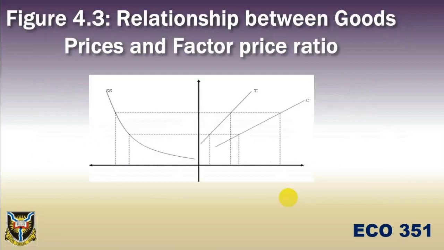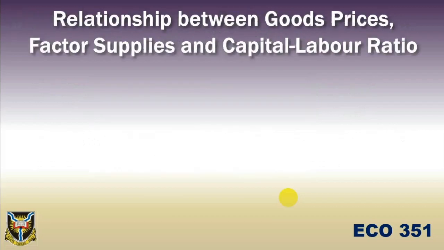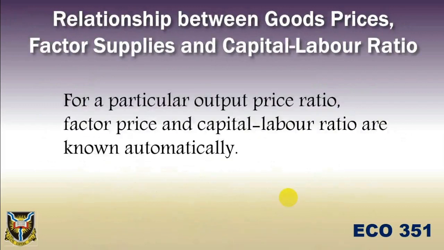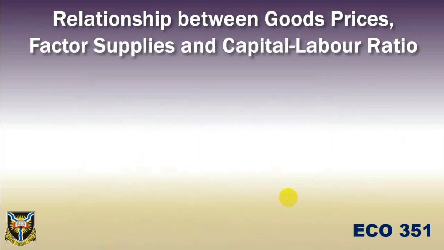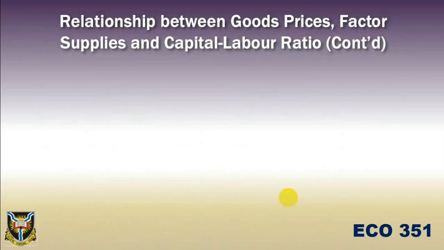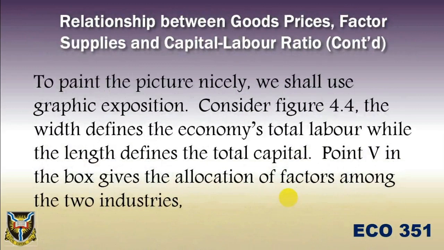Relationship between goods prices, factor supplies, and capital-labor ratio. For a particular output price ratio, factor price and capital-labor ratio are known automatically. Because of the assumption of full employment, and since full employment determines output level, it is important to link goods prices, factor prices and output levels. To paint the picture nicely, we shall use a graphical exposition.